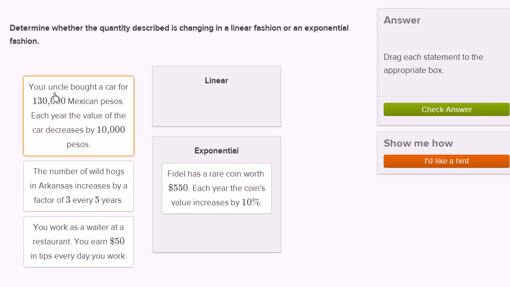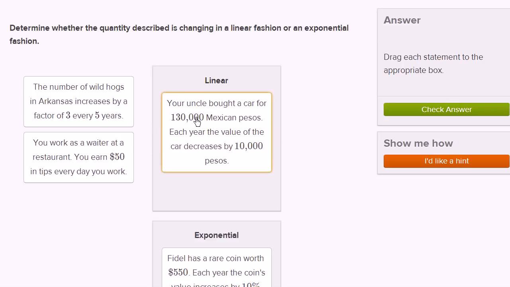Your uncle bought a car for 130,000 Mexican pesos. Each year, the value of the car decreases by 10,000 pesos. So here, we're not multiplying by a factor. We're decreasing by a fixed amount. 1 year goes by, we're at 120,000. 2 years go by, we're at 110,000. So this is definitely linear. This can be described by a linear model.